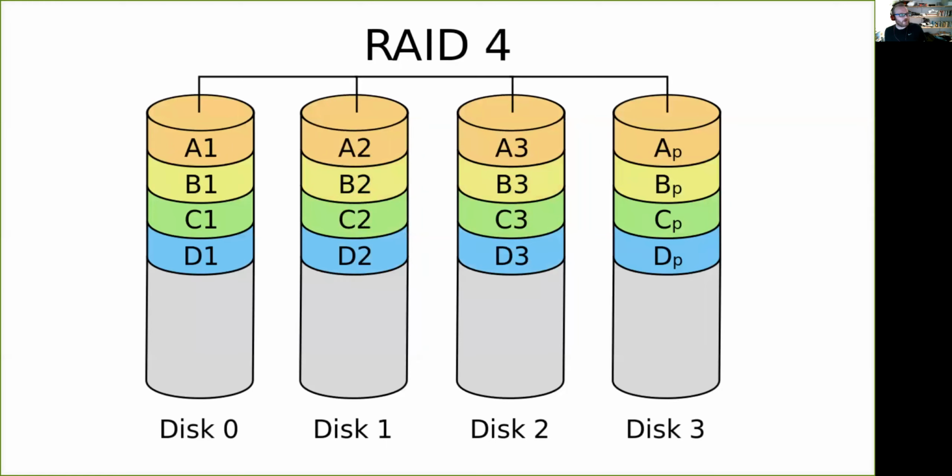RAID 4 is a way of combining the 4 disks in this example and calculating. A1, A2, A3 are just bits of data. AP is the parity of that data. We'll talk about what that means in a second. B1, B2, B3, and then the parity of that B block. So we're saying our data is on 3 disks, and this so-called parity information is on the 4th disk.